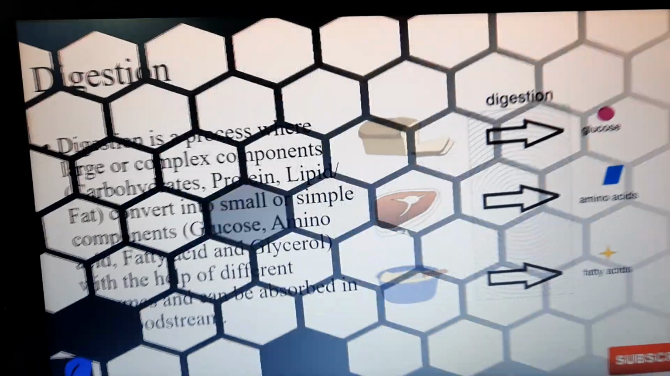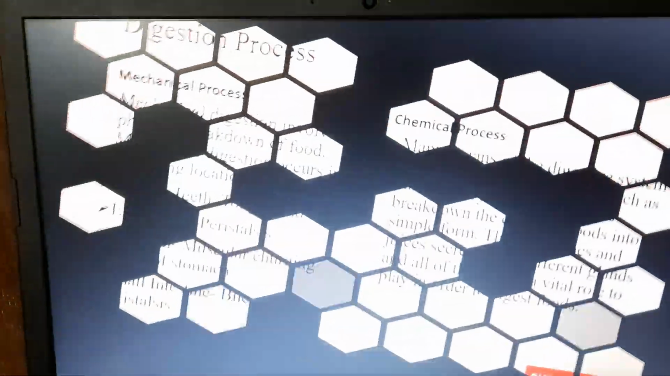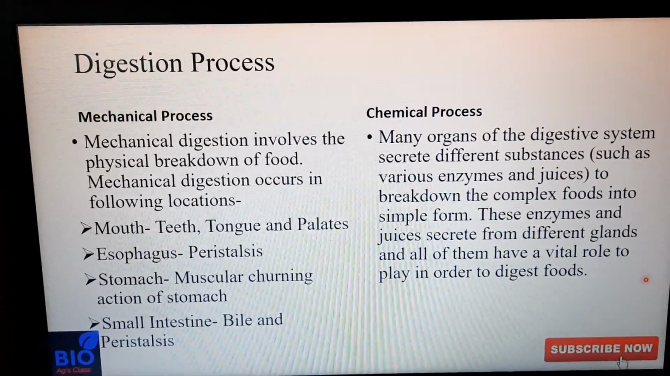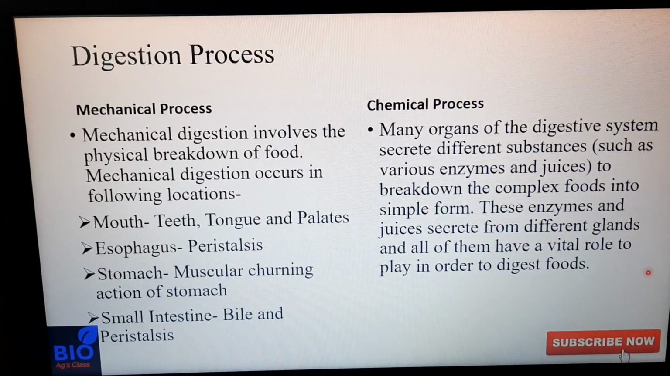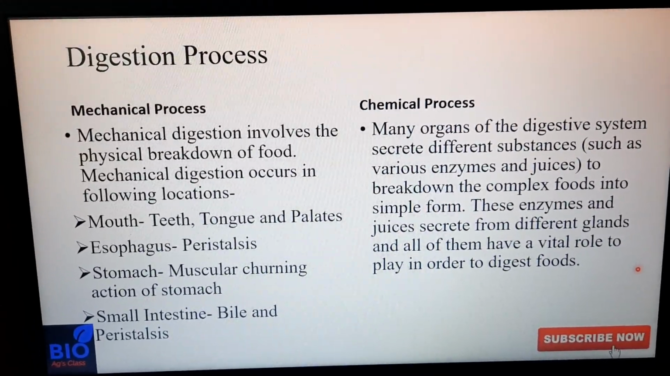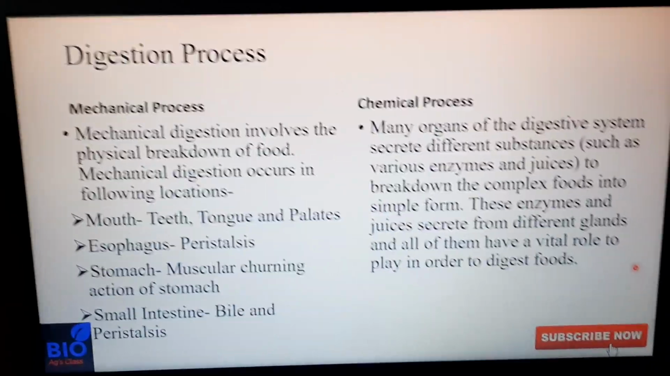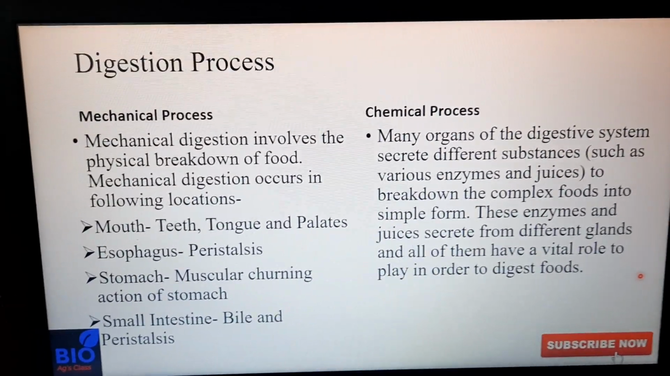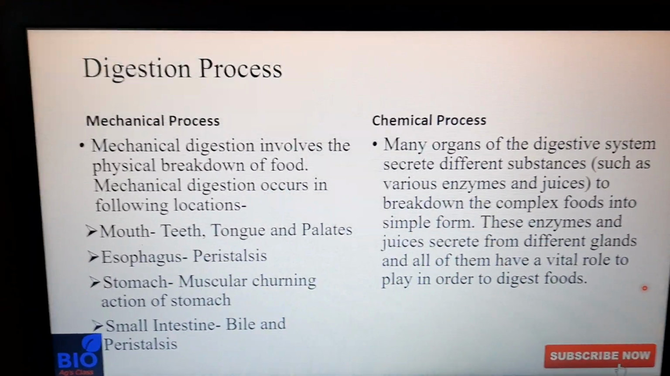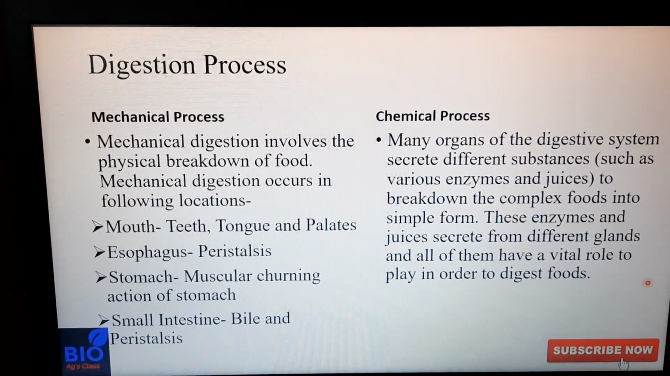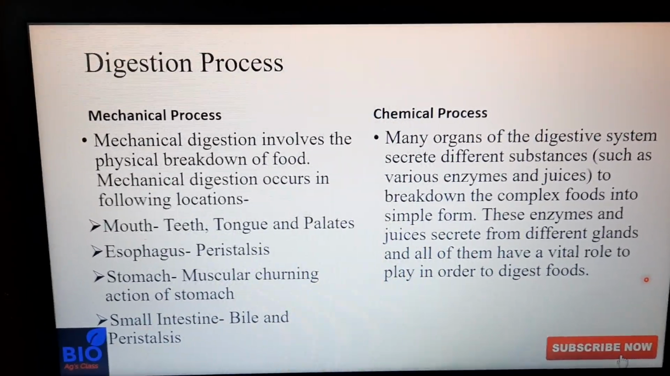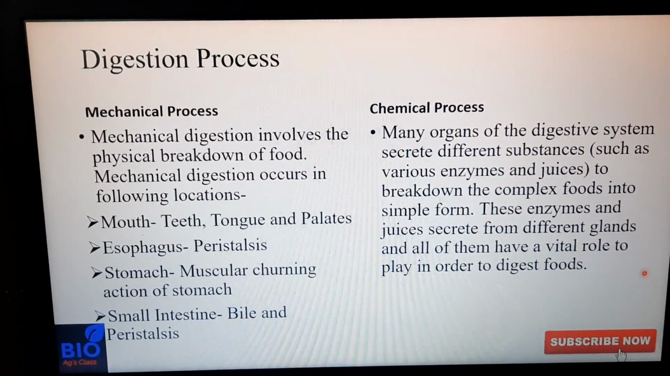As you can see, there are always some enzymes or juices, like bile, or juices like pancreatic juice that is secreted from the pancreas. These are always around in the digestive system to help digest our food properly. Okay, and the reactions occurring in our digestive system to digest our foods properly by enzymes and juices, that is called the chemical process.